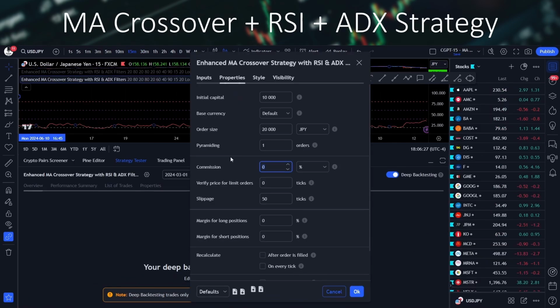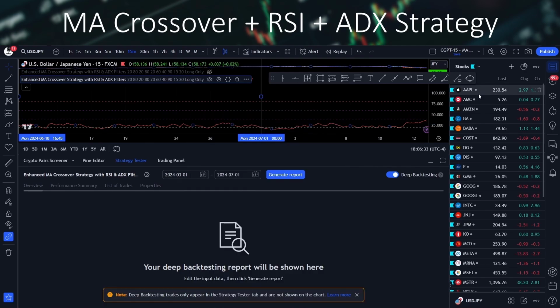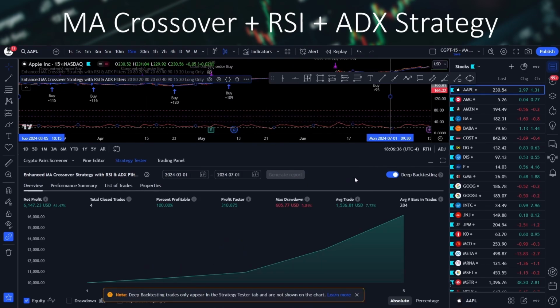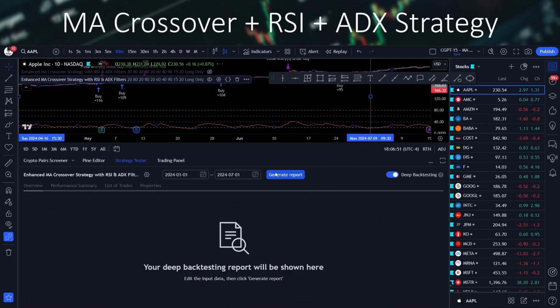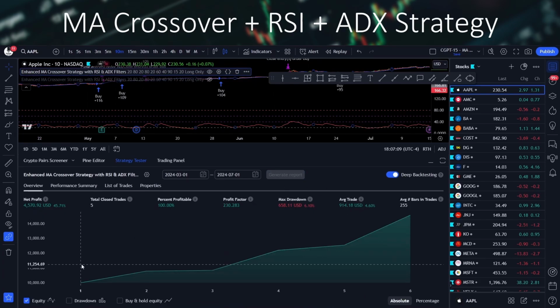For stocks we will use a 0.1% commission and 10 tick slippage. Let's see Apple 15 minute. It is profitable, highly profitable, 61% net profit and only 5% maximum drawdown. That's pretty good. Let's see the 10 minute. 10 minute is amazing too, 45% net profit and 6% maximum drawdown.